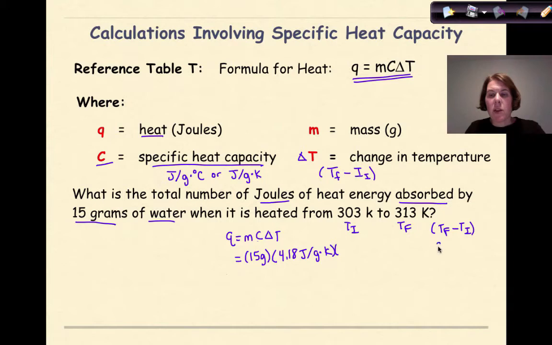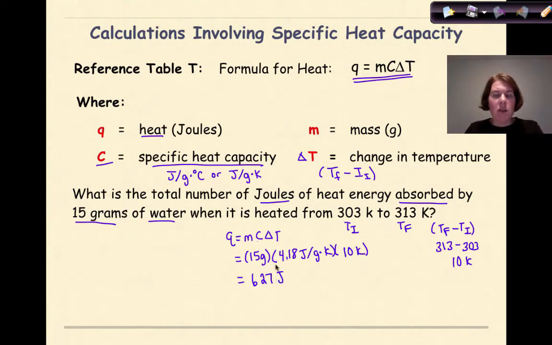So my final temperature is 313. My initial temperature is 303. So the difference here, my delta T, is 10 Kelvin. So I'm going to put 10 Kelvin in here. And when I multiply this all together, I get 627 joules. And joules is what I ultimately want to be in.